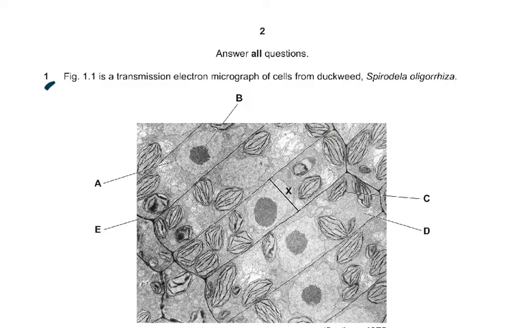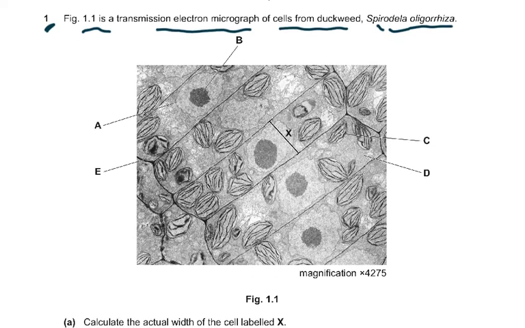Starting with question 1, figure 1.1 is a transmission electron micrograph of cells from duckweed. I usually don't read this because it unnerves me. Now you can look at it as a diagram and you can see these are whole cells. This is the cell, this is the cell, this is really big, this cell is right up to here. This is the cell.